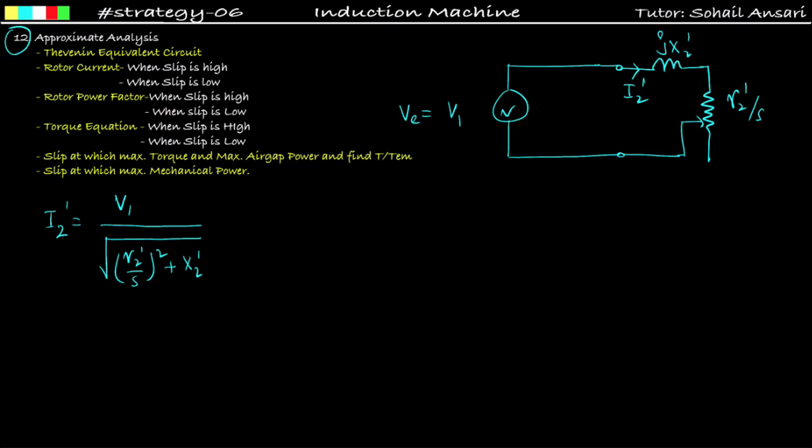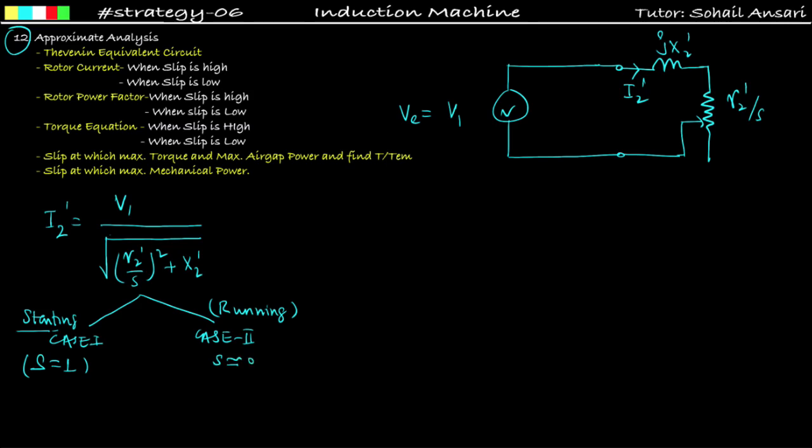Now here two cases arise, case number 1 and case number 2. In case number 1, I am considering high slip, means when slip is equal to 1. High slip means at starting, we are talking about the starting characteristics. So at starting NR is 0, so slip will be equal to 1, and during running condition, this is case 2. This is the running condition when slip is approximately equal to 0. Ideally slip will never be 0. Approximately equal to 0 means when slip is 0.04, 0.05, means during running condition is case 2.